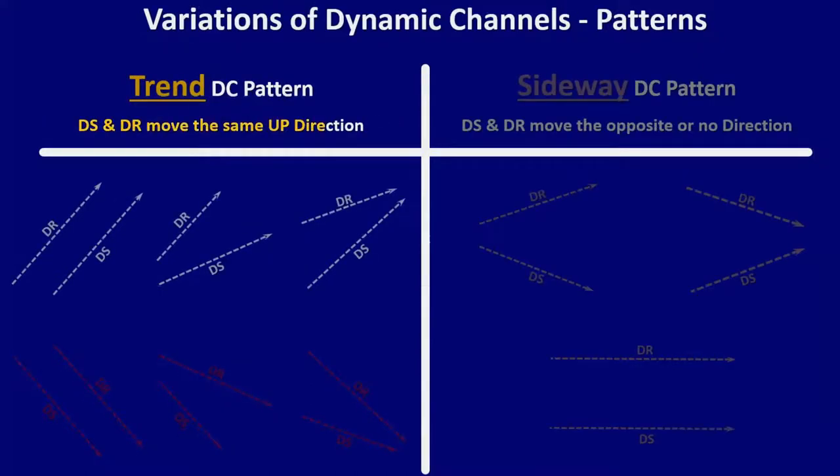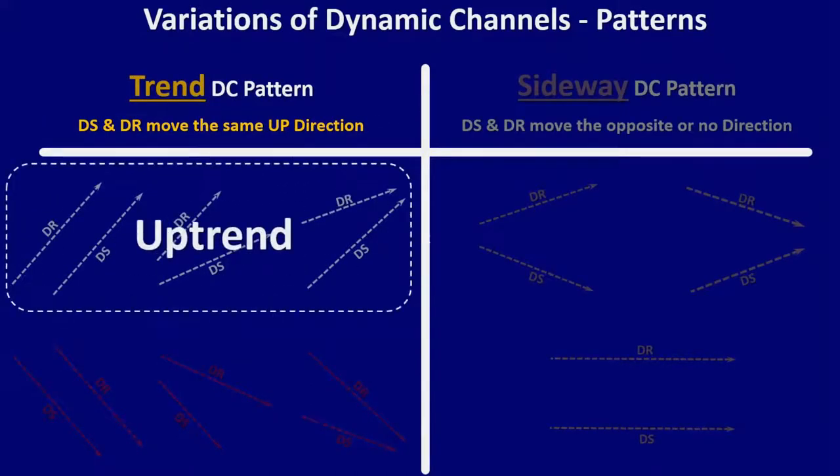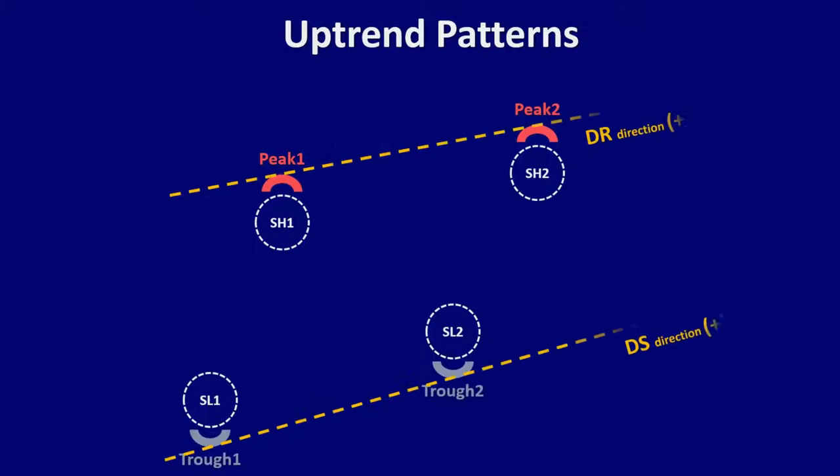When dynamic support and resistance move in the upward direction, we call them the uptrend patterns. In the uptrend pattern, you will see higher lows on the dynamic support line, and higher highs on the dynamic resistance line.